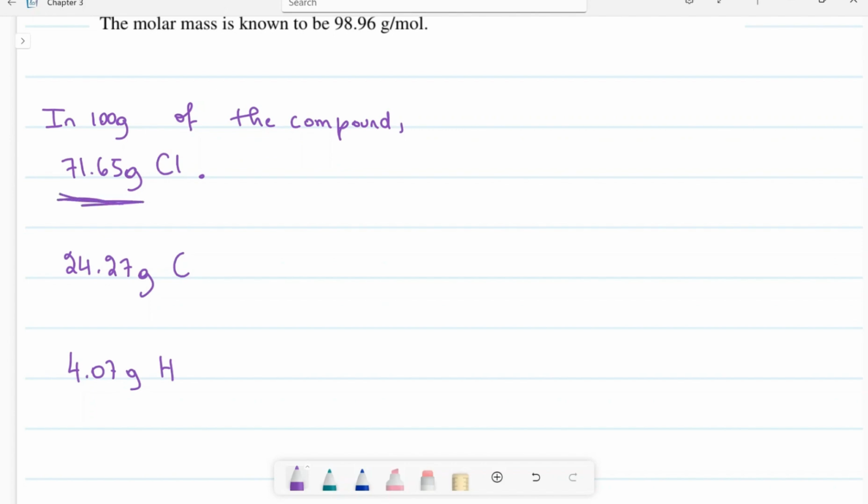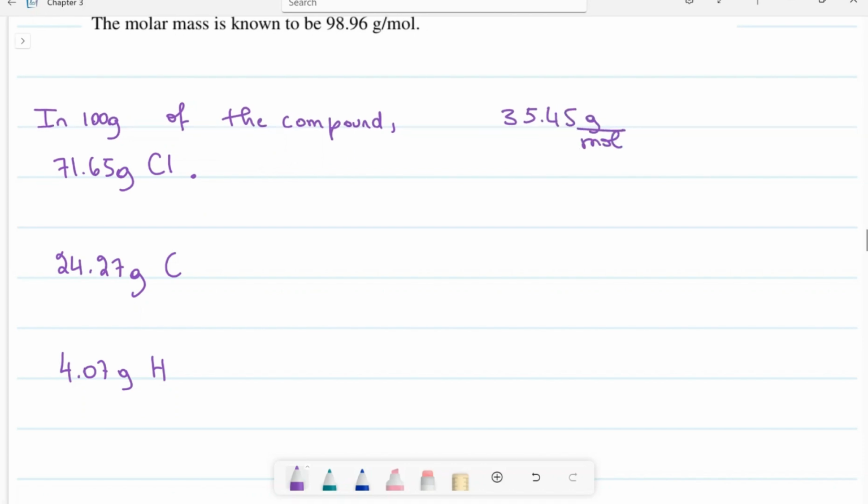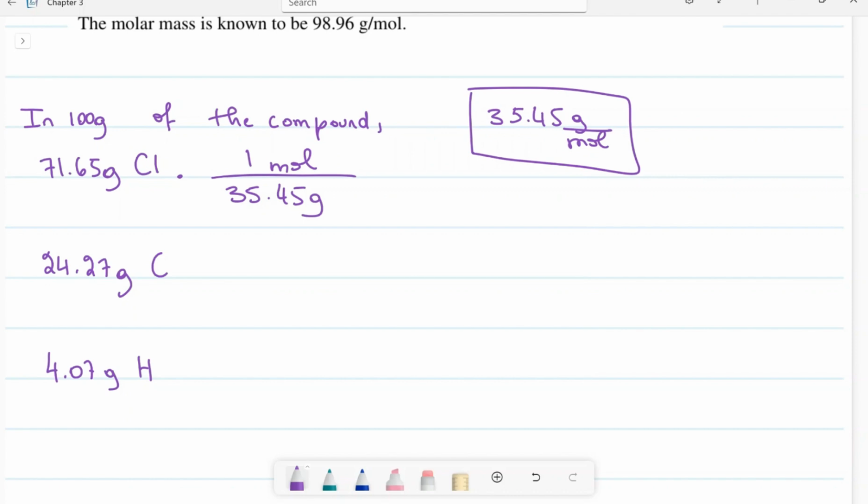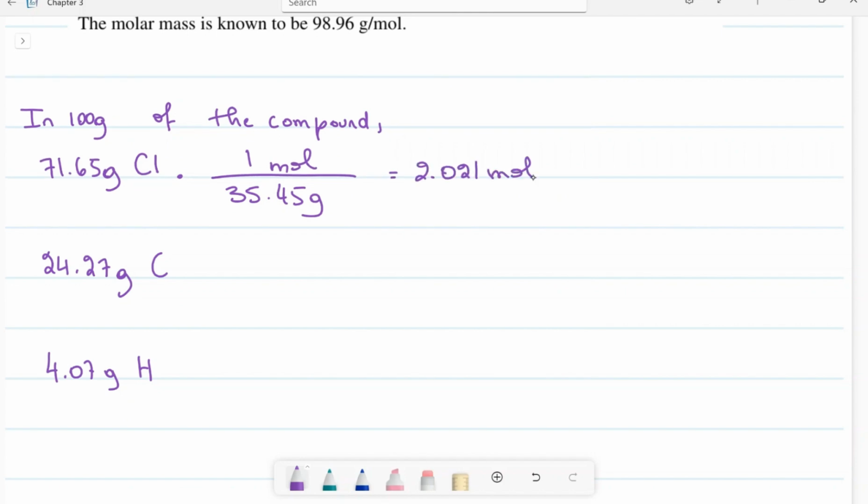We take this mass right here and we divide it by the molar mass. So if the molar mass is 35.45 grams per mole, we would like to cancel out the grams from the numerator. So we want this 35.45 grams to be in the denominator, and in the numerator 1 mole. So we take the reciprocal of this 35.45 grams per mole. So this would give us 2.021 moles of chlorine.